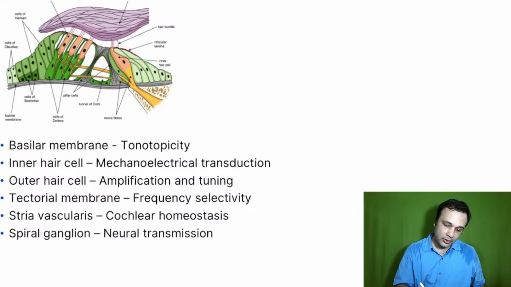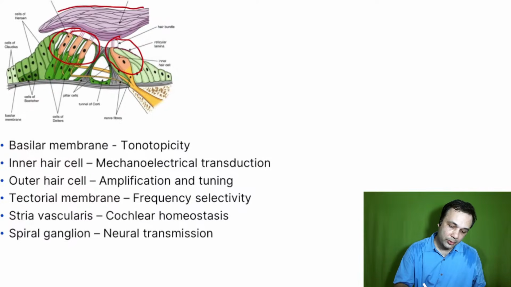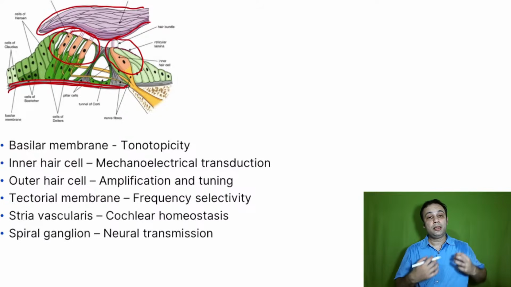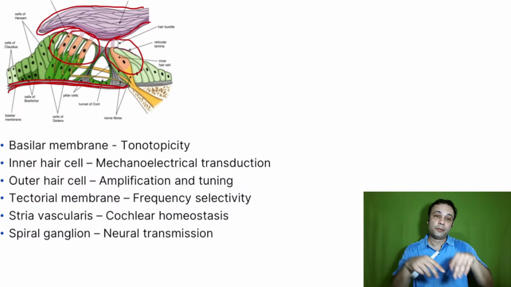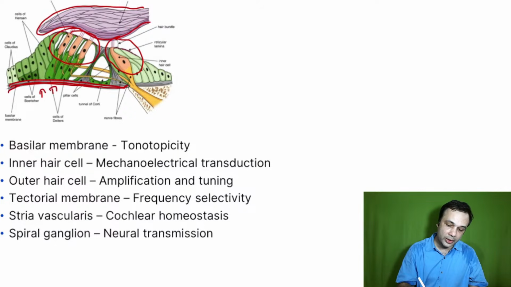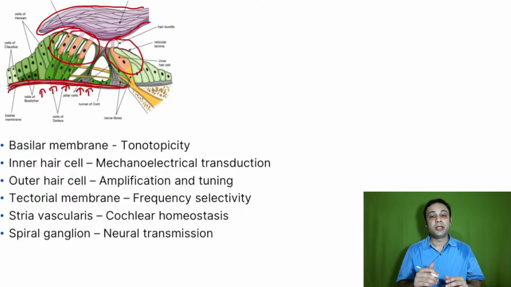You see you have 3 rows of outer hair cells, single row of inner hair cell. You have the tectorial membrane sitting on the top. You have the basilar membrane sitting on the bottom, right? So when there is conduction, the perilymph moves. When the perilymph moves, there is movement of the basilar membrane. So when there is movement of the basilar membrane, the outer hair cells move, right?